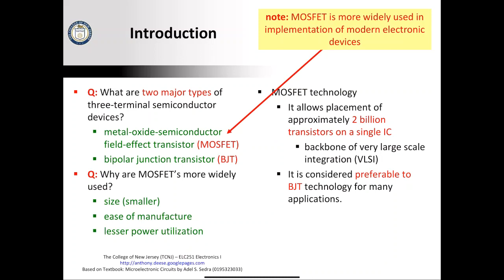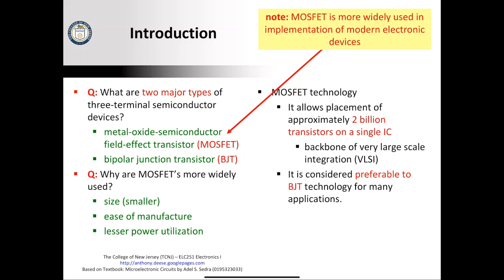Now, what are the two major types of three-terminal semiconductor devices? There's the Metal-Oxide-Semiconductor Field Effect Transistor, MOSFET, or the bipolar junction transistor, BJT. Now, the MOSFET is more widely used in the implementation and design of modern electronic devices. We'll talk about some of the reasons why. The bipolar junction transistor is the earlier technology. It was developed first. Why are MOSFETs more widely used?